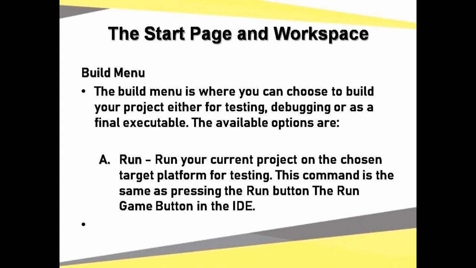For those functions, our intention after creating our game or opening a previous project is that this is the menu we will go to. The first build menu option is what we call run. Simply speaking, if after you have created your objects, sprites, and rooms, and you are set up, you want to test your game, this is it. You want to run your project. Run your current project on the chosen target platform for testing. This command is the same as pressing the run button on the IDE, which was mentioned a while ago.